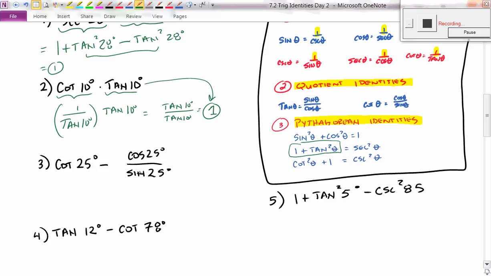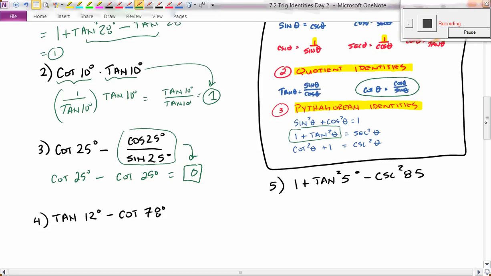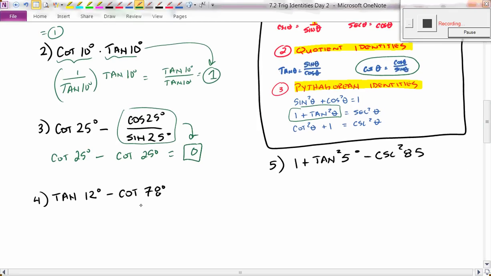Okay, well, cosine over sine, if I look right here, is equal to cotangent. So I can rewrite this as cotangent of 25 degrees minus all of this now becomes the cotangent of 25 degrees because of the quotient identity, and all of that just becomes 0. So everything becomes 0 in this case. For number 3. Okay, number 4, tangent of 12 degrees minus the cotangent of 78 degrees.